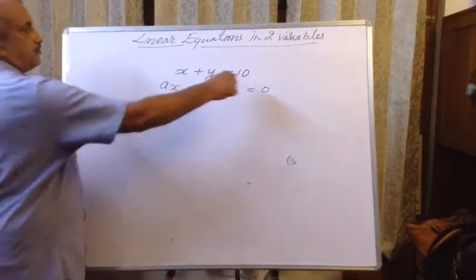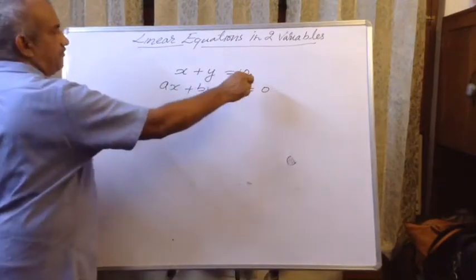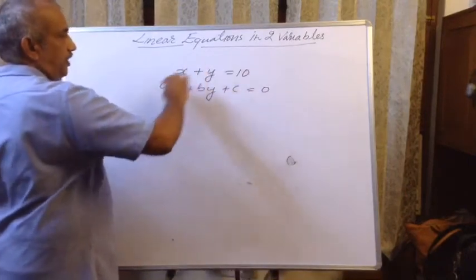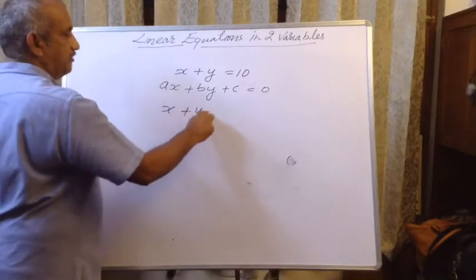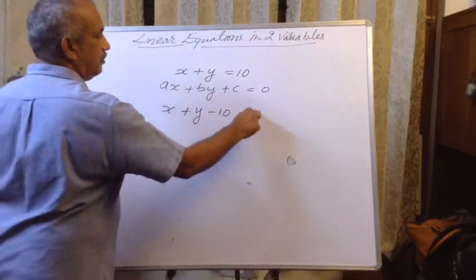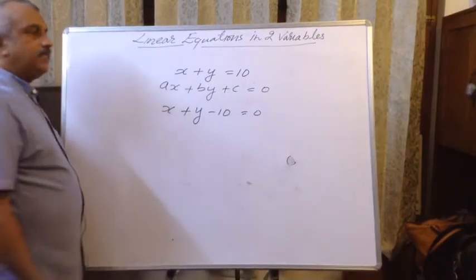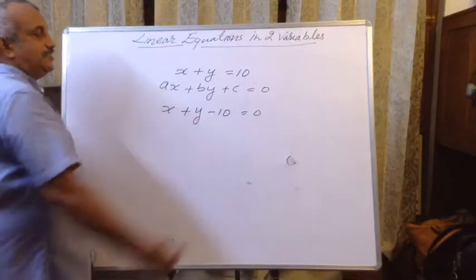So what we'll do, this is not in standard form. In standard form, the numerical part also should be on the LHS. So x plus y minus 10 is equal to 0. I took 10 also to this side, it becomes minus 10, then it becomes a linear equation in two variables which is in standard form.